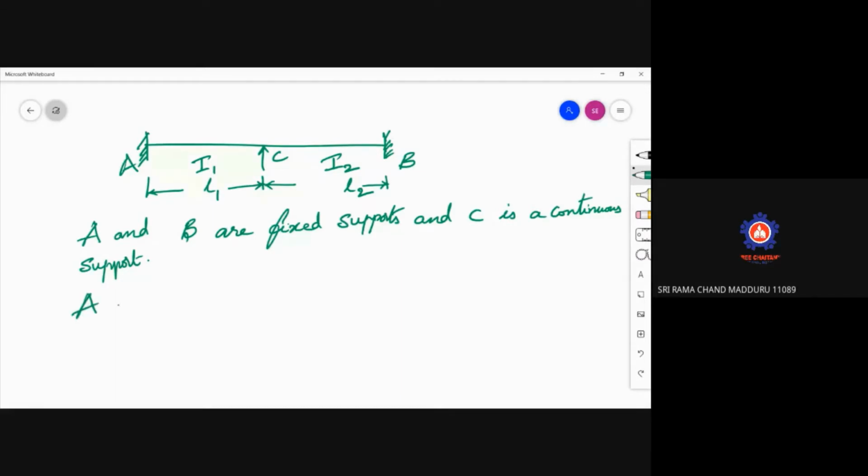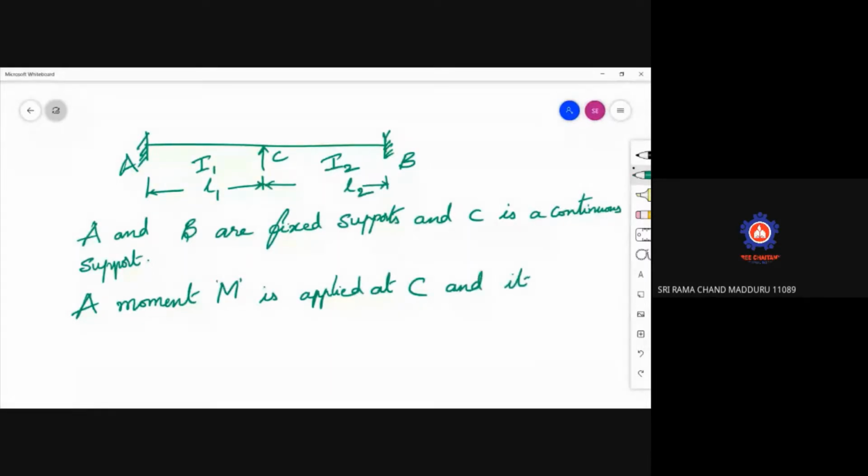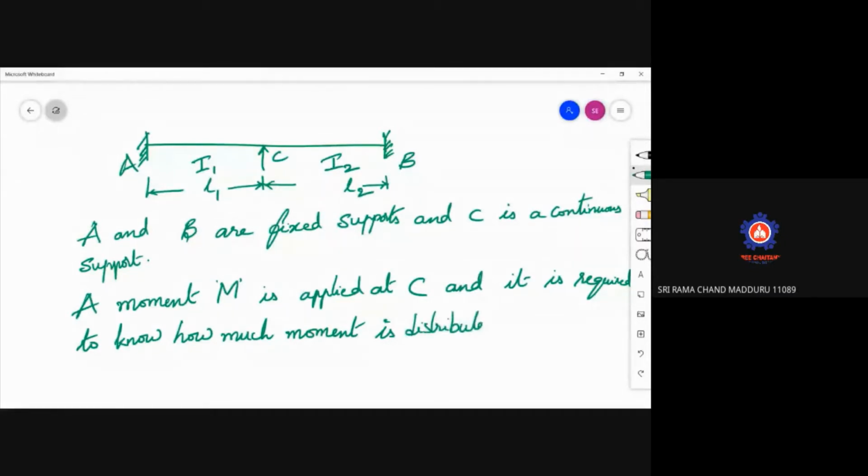Now, a moment M is applied at C, and it is required to know how much moment is distributed between spans AC and CB.